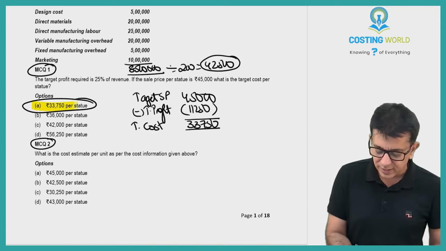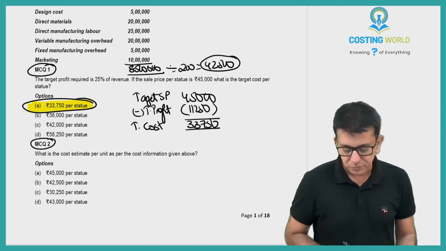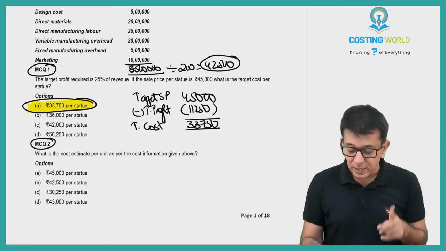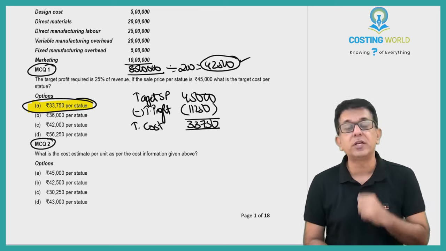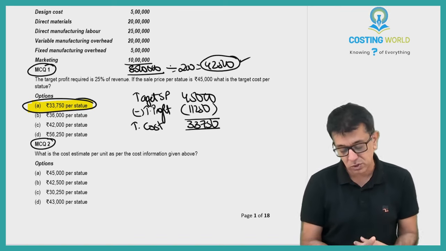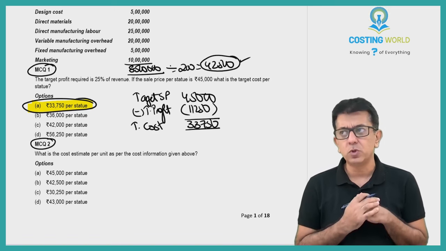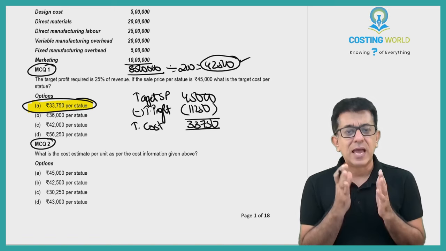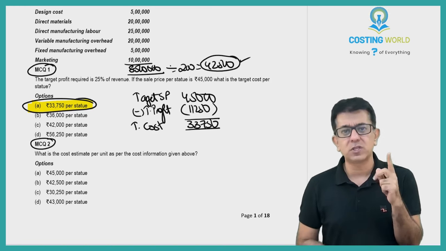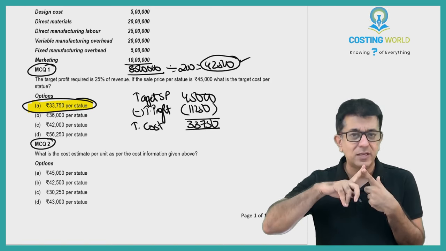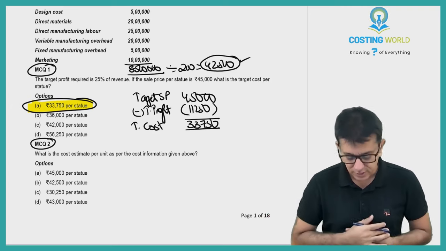I'll just highlight the correct answer. One small thing. Currently, your cost is very heavy, beta. It is 42,500. It's a very heavy cost. Now, if it is a very heavy cost, then what you all should do? You should try to bring down your cost. And how to bring down the cost in target costing? We all have done techniques like value analysis and value engineering. We have done those techniques.